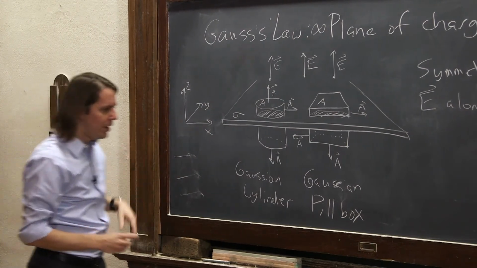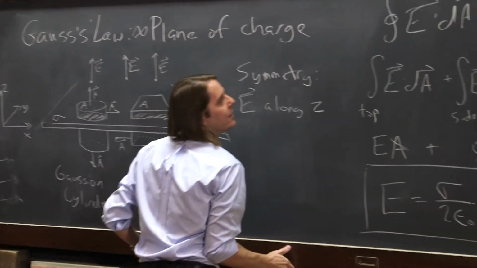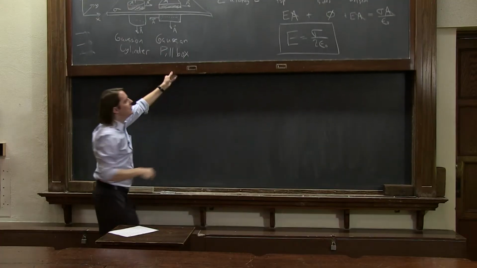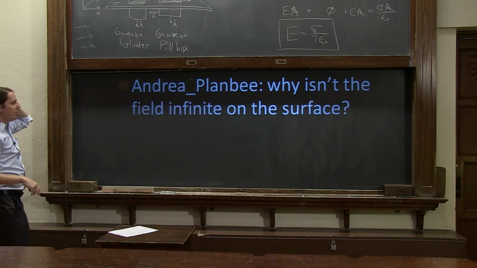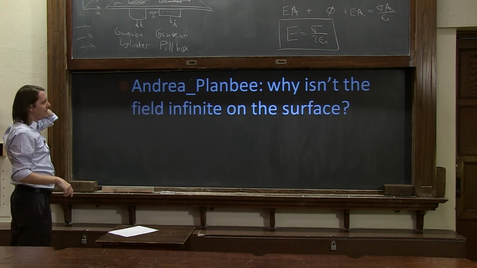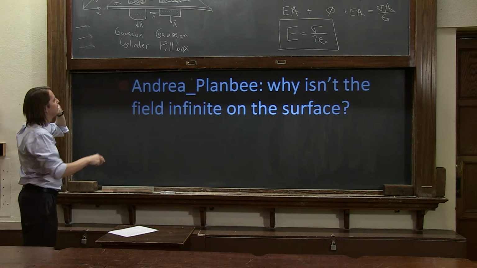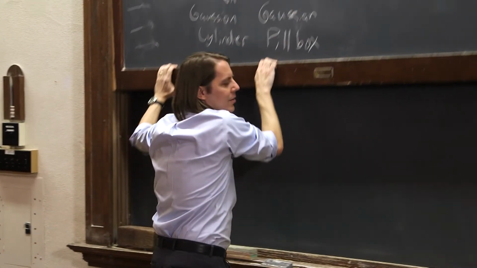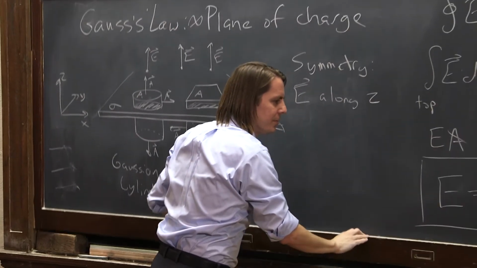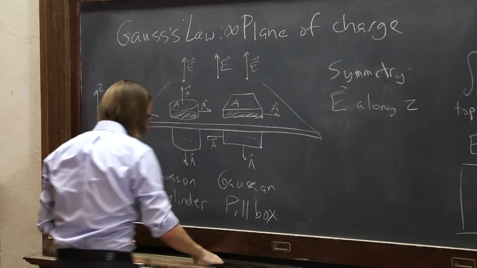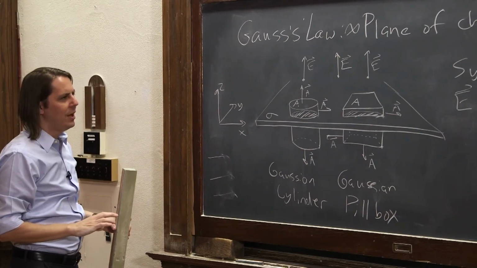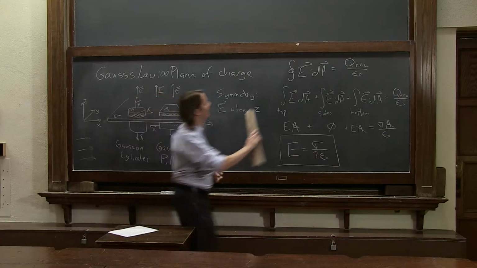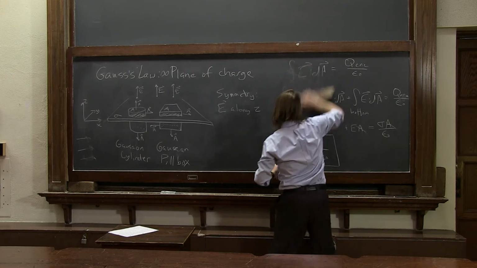Okay? So I see that we do have a question here. Andrea Plan B, why isn't the field infinite on the surface? Oh, okay, yes, I've seen this question before. I can tell you why. Very good question. Comes up a lot and actually illustrates almost perfectly a very important point. Let me erase the integrals and draw a little bit more.